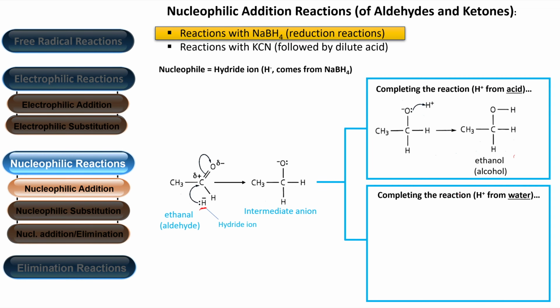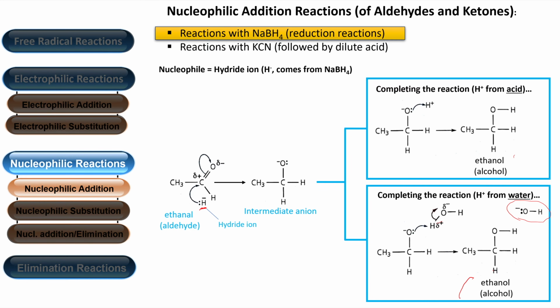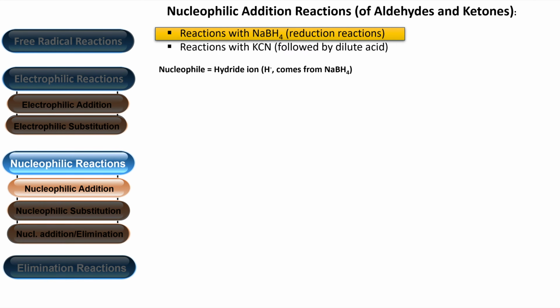The other possibility is that the hydrogen ion is coming from water. If it is coming from water, then the reaction will look like this. We know that the water molecule is polarized, so we put a curly arrow from the pair of electrons on the oxygen to the hydrogen of the water. But at the same time, the bond between the hydrogen and oxygen is broken. So we again end up with ethanol, but in addition to ethanol, we get the OH negative ion as well. Overall, as a result of the nucleophilic addition reaction, ethanal, which is an aldehyde, is being converted into ethanol, which is an alcohol.